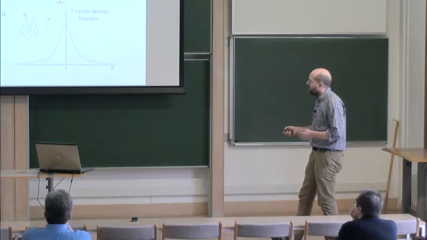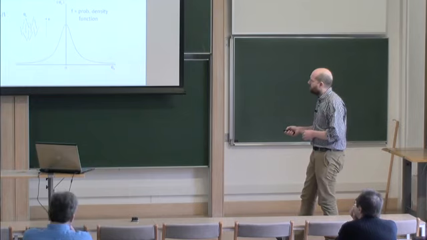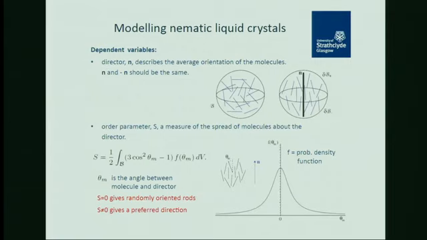So when S is 0 in all of the slides to come, that means a randomly oriented rod grouping. And when S is not 0, in fact positive it's going to be in my case, we have a preferred direction.